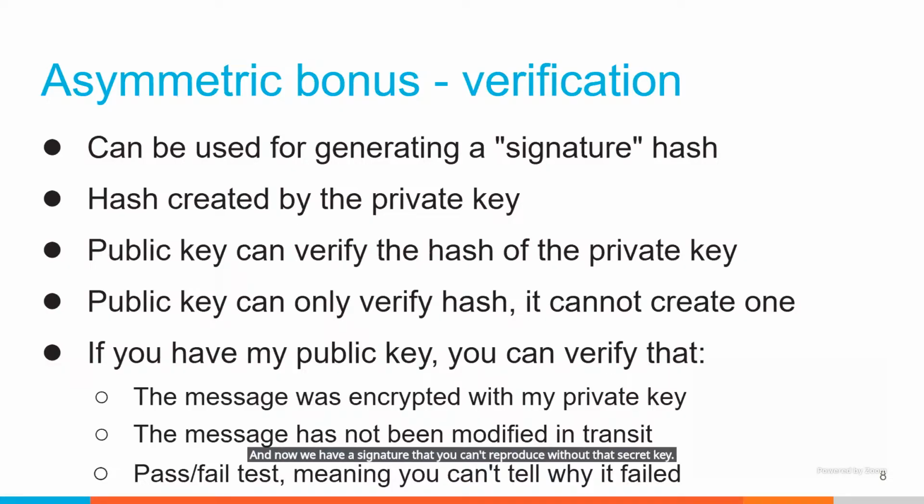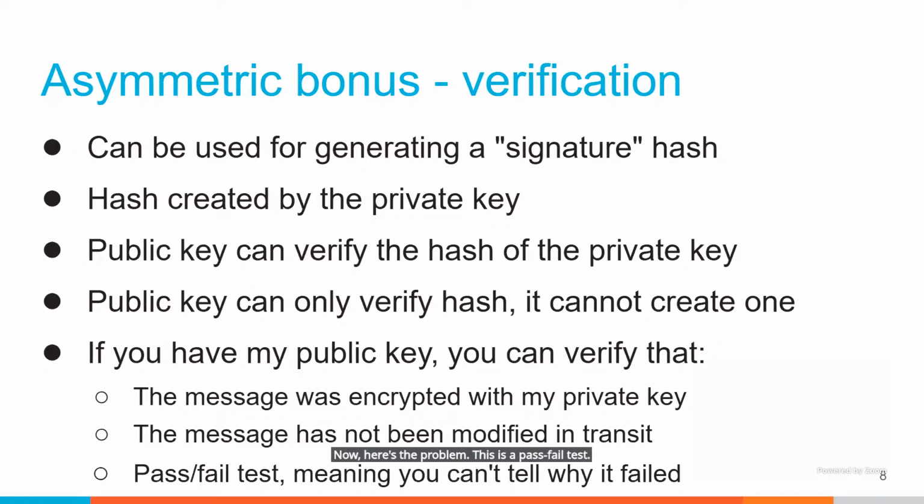So we talked about that's a way we could go through and authenticate every packet going by. Well, there's actually something similar built into asymmetric encryption. I can sign something with my private key, and the hash I generate can be validated by the public key. So the public key can't create it. All it can do is verify that that hash was created by my private key. Now, here's the problem. This is a pass-fail test.